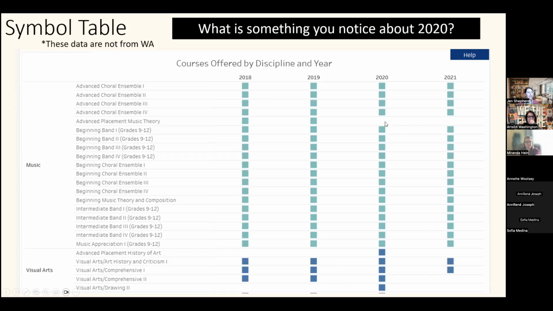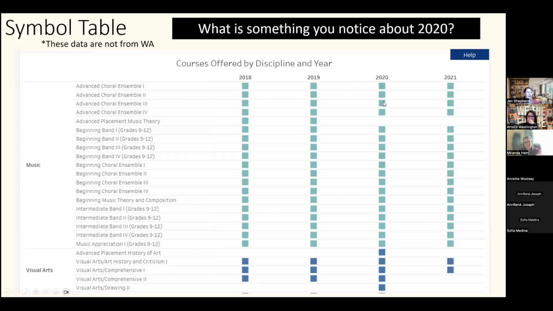We also lost a course. You might have noticed up here in the music, the AP Music Theory was offered, and then it stopped being offered in 2020. Why? Can't say. That's just what the data show. So I chose these squares on purpose because I think it really draws your eye when there's suddenly a gap in it.